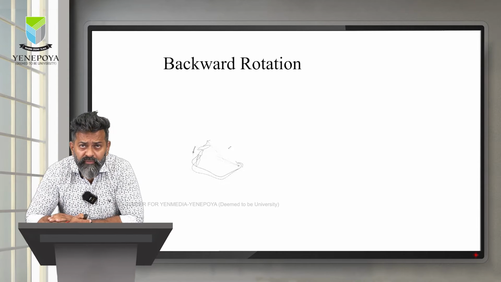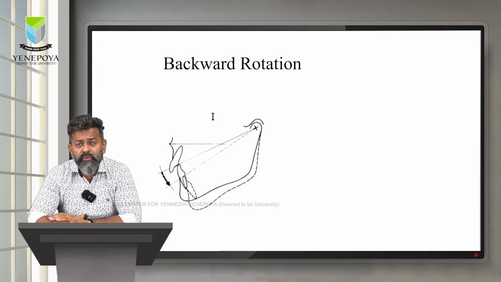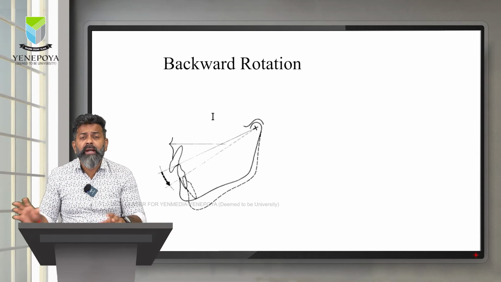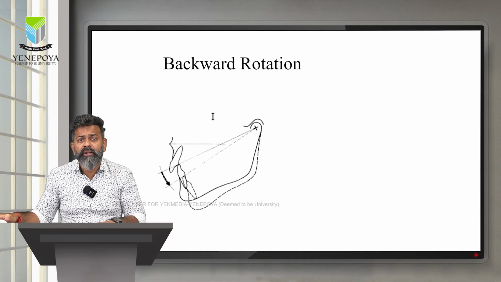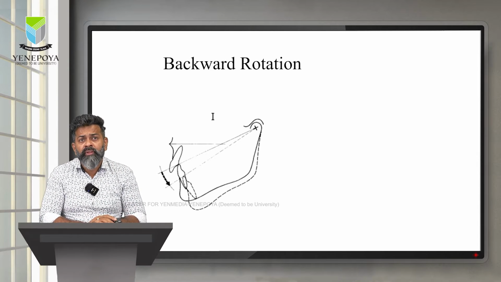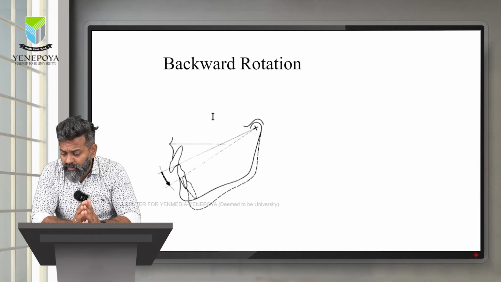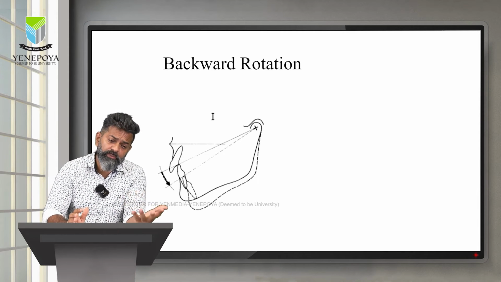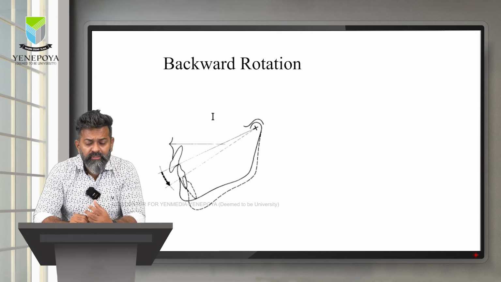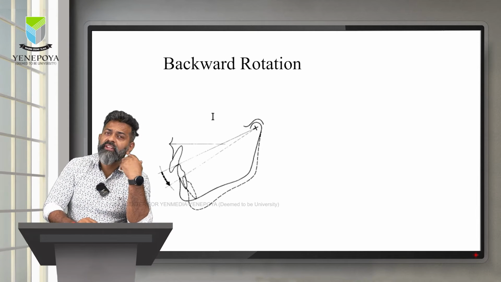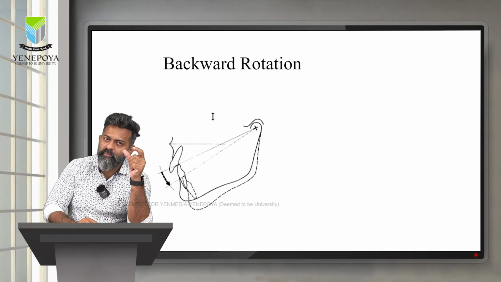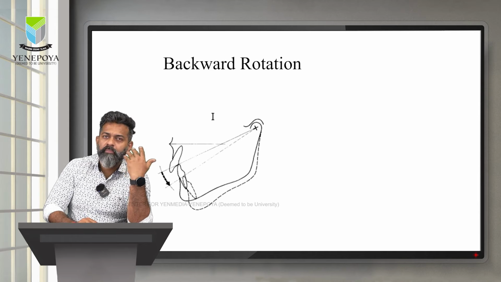Now, in backward rotation, though the center of axis lies in the condyle, the remodeling happens in such a way that the mandible starts moving backward and downward. This situation is mainly because of many other factors, like when the orthodontist himself gives appliances which cause an increase in the posterior facial height. By giving bite blocks or any other appliances, the mandible moves more downward and backward.